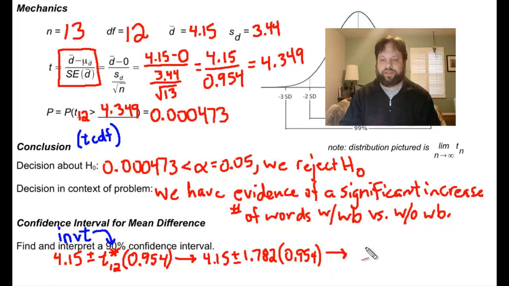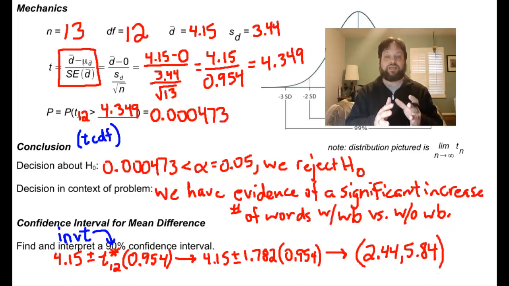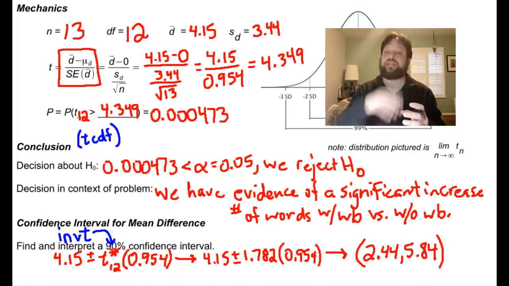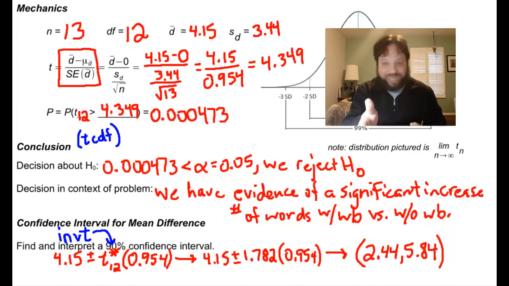And what I'm going to end up with is a confidence interval that stretches from 2.44 all the way up to 5.84. And again, remember what that confidence interval means. What this actually does is try to capture the actual difference between the number of words found with a word bank and the number of words found without the word bank. Clearly, 0 is not in our confidence interval, and that's good. That shows that we certainly did reject the null and said that 0 is not, according to our data, what we believe to be the truth.